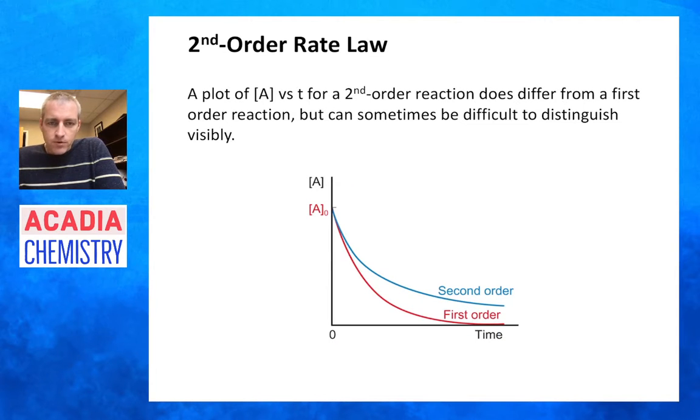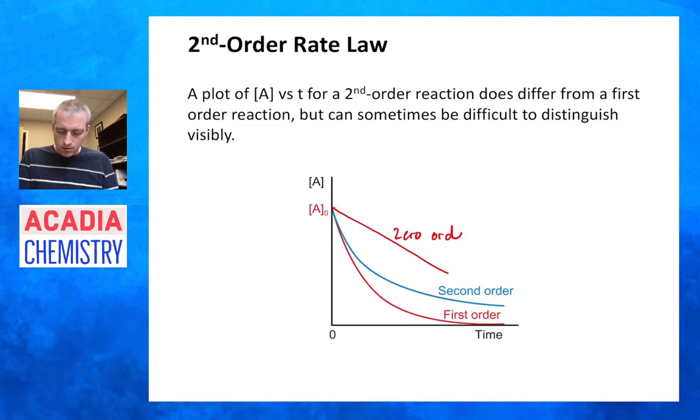So graphically, if you plot the concentration of A versus time, visually, first order and second order look kind of similar. There's obviously a difference if you see them side by side like you do here, but it can often be quite difficult with actual experimental data to look at that and say whether it's first order or second order. They're very easy to distinguish from zero order, which would be a straight line. But distinguishing first order and second order is quite difficult.